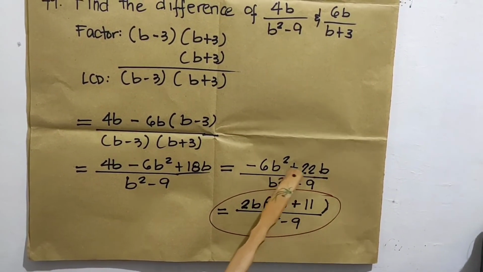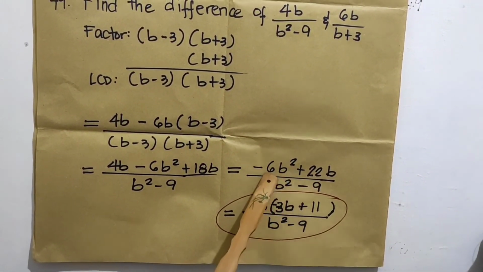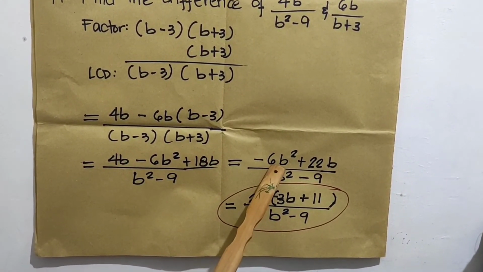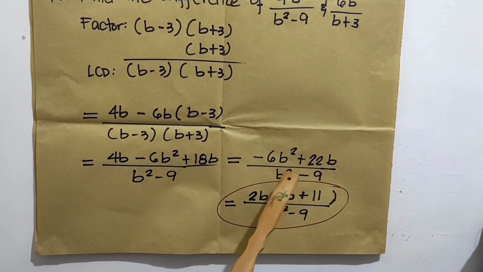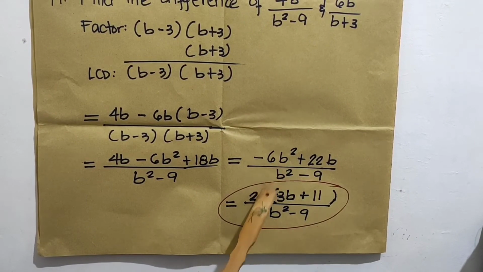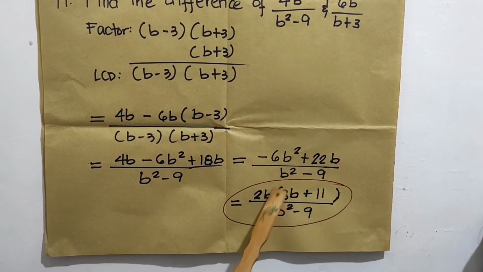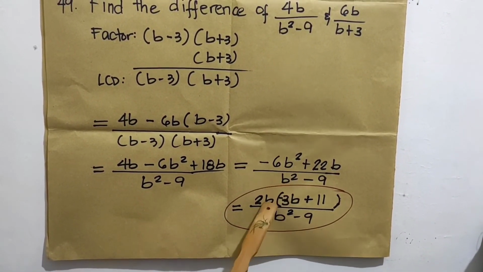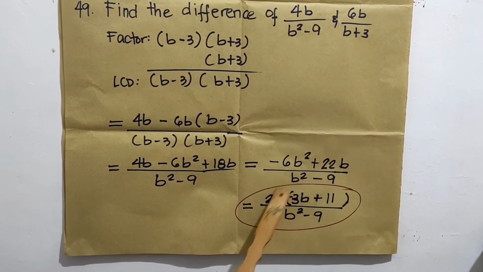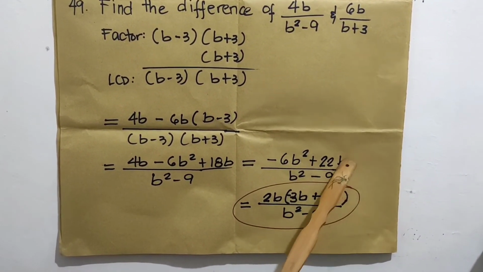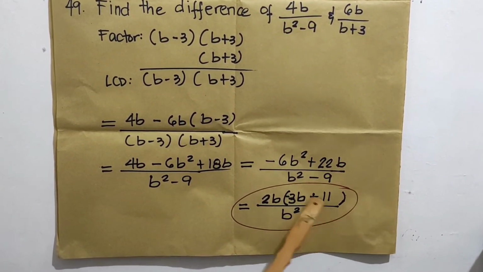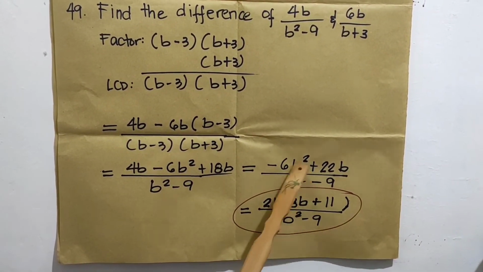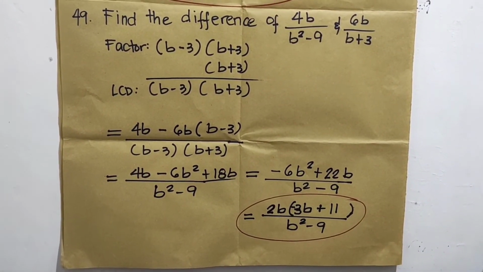Then since we can factor this, it is common by 2, so we are going to divide now. 6 divided by 2 equals 3, and b squared, we have b here, so b squared divided by b equals b, and 22 divided by 2 equals 11, and b is no more. So this will now be our final answer. Just copy the denominator.